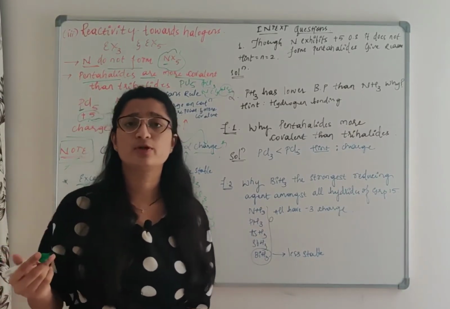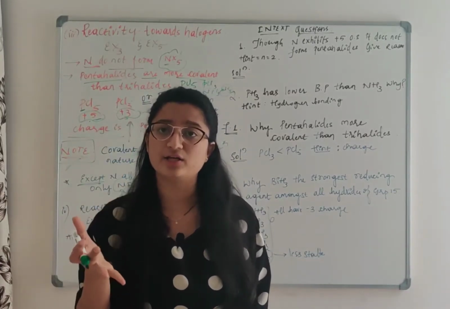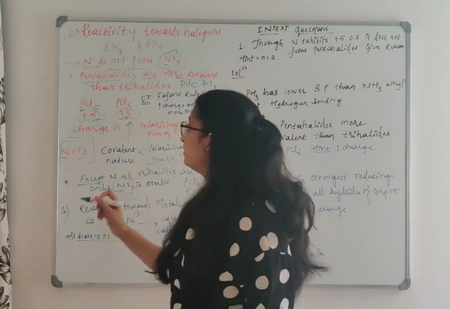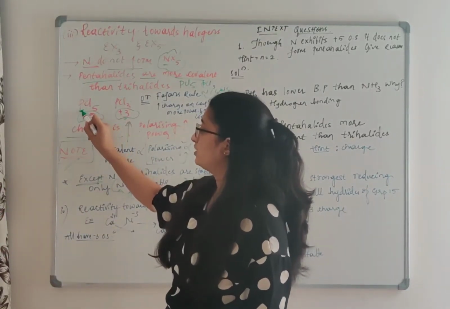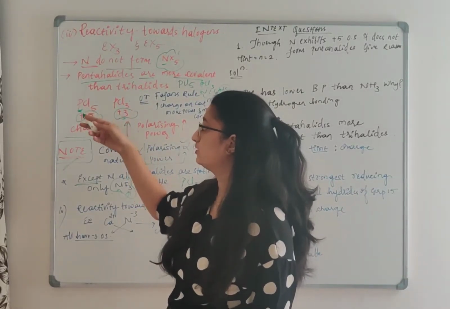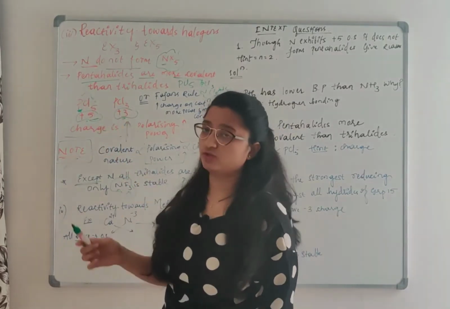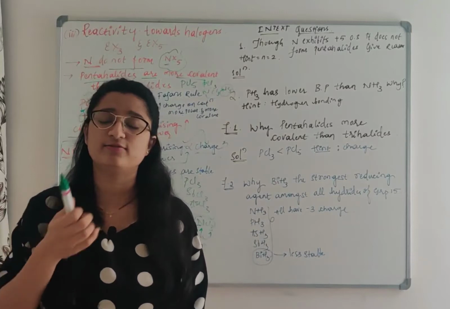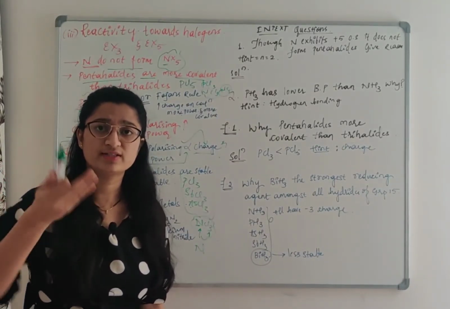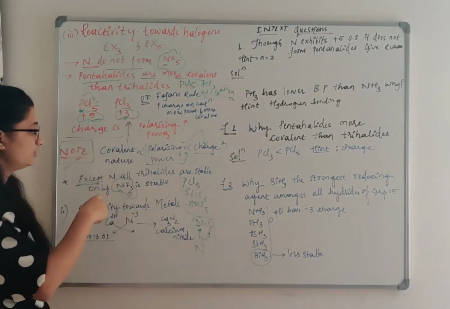What is polarizing power? It is nothing but the capacity of any cation to attract negatively charged species. This is a positive ion. If you consider phosphorus or nitrogen, it will attract the negative charge. How much it is attracting towards itself indicates the polarizing power. The more polarizing power, the more covalent in nature. Those things you have to remember.